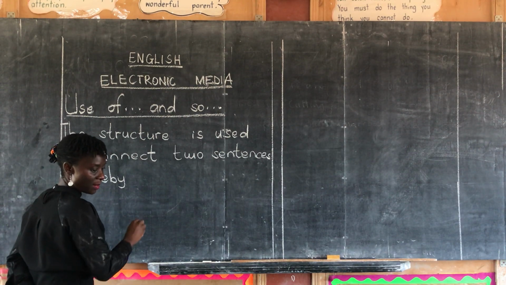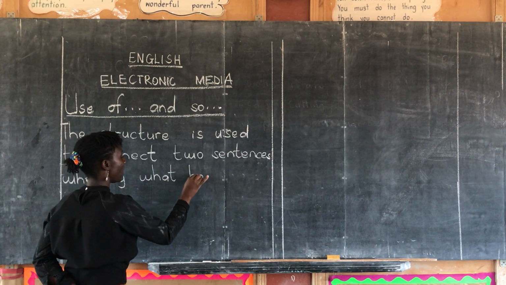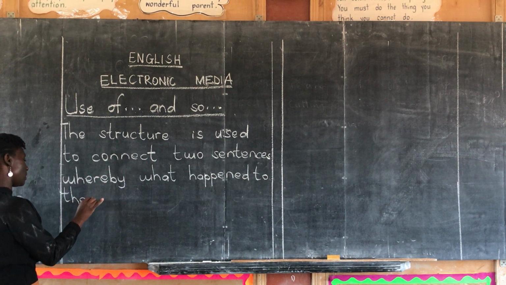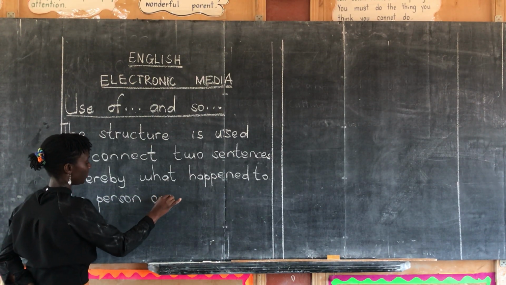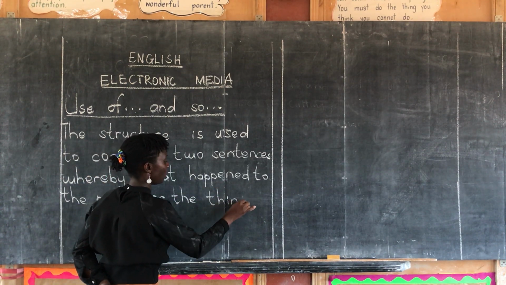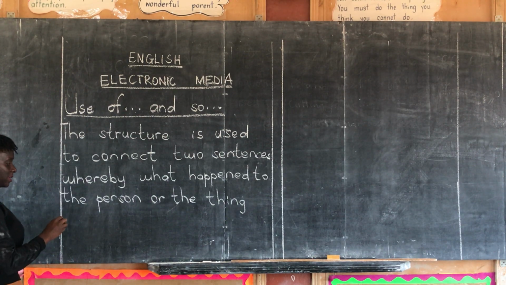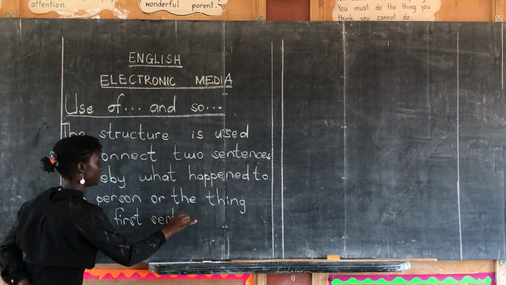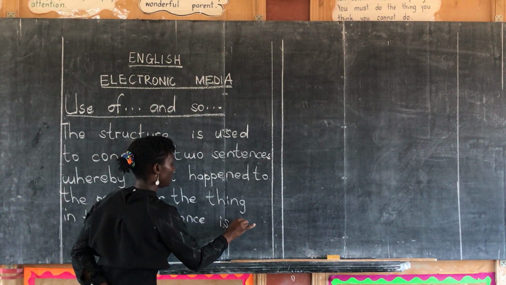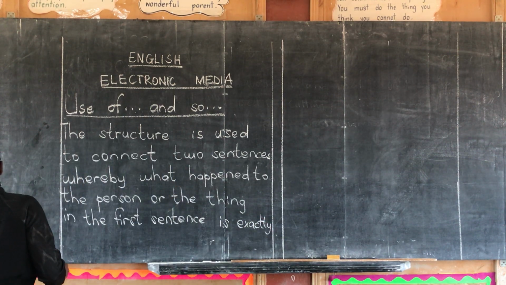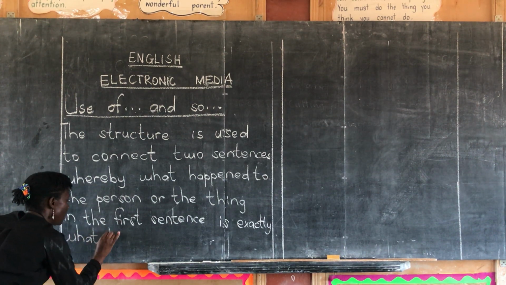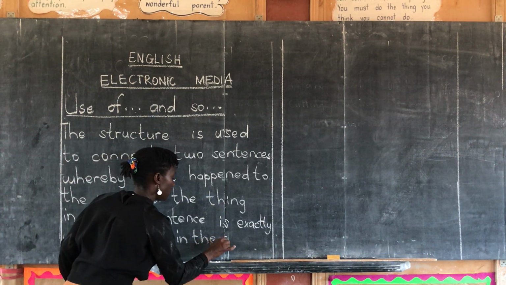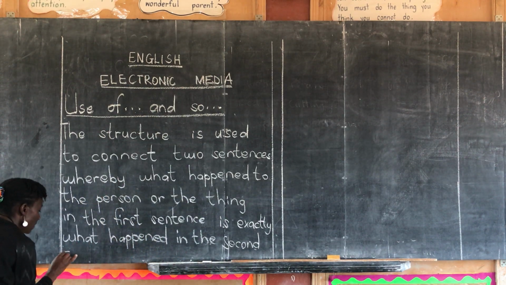whereby what happened to the person or the thing in the first sentence is exactly what happened in the second sentence.